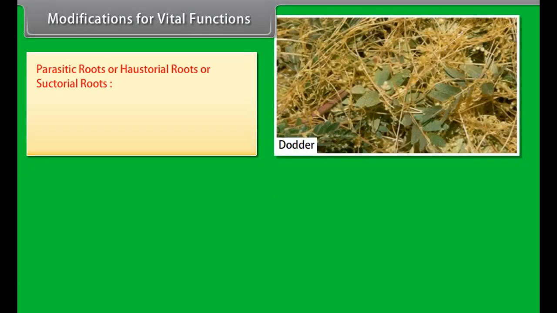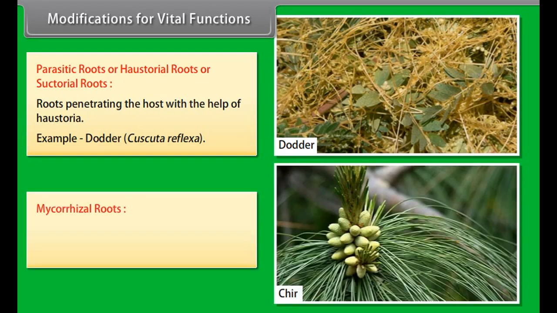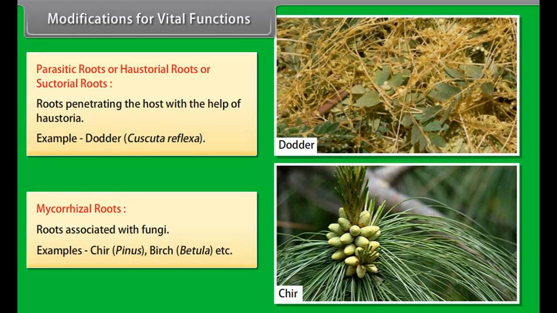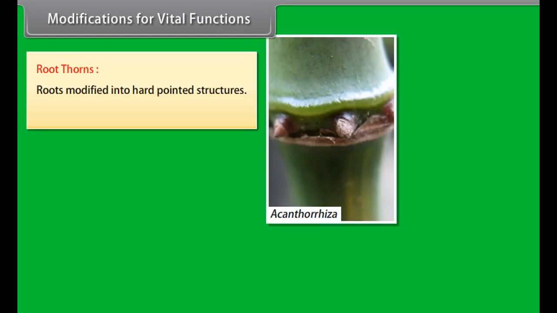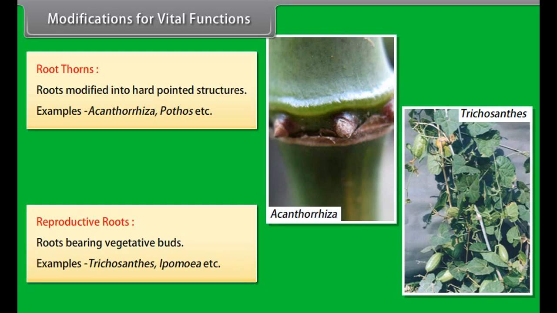Parasitic roots or haustorial roots or suctorial roots. Roots penetrating the host with the help of haustoria. Example: dodder. Mycorrhizal roots. Roots associated with fungi. Examples: pine, birch, etc. Root thorns. Roots modified into hard-pointed structures. Examples: Acanthorhiza, pothos, etc. Reproductive roots. Roots bearing vegetative buds. Examples: Trichosanthes, Ipomoea, etc. Functions of roots.